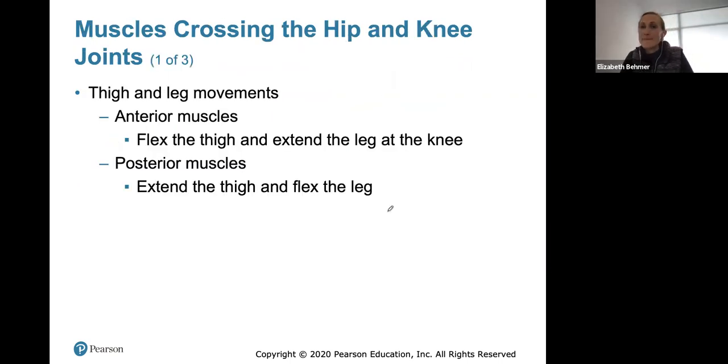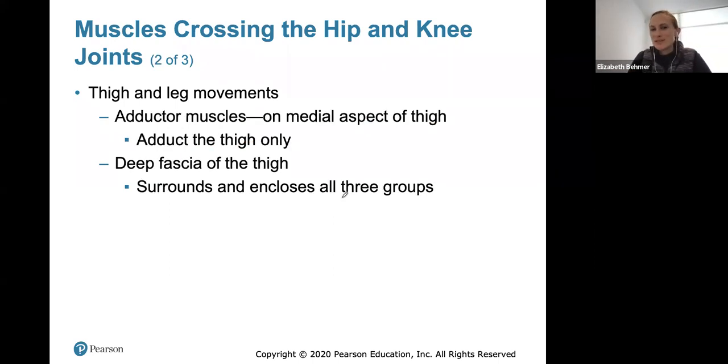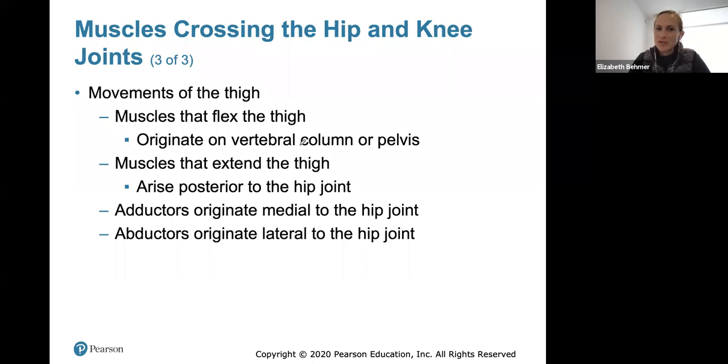Then we get down to the hip and the knee, the thigh and leg, the anterior and posterior muscles. Anterior will flex the thigh and extend the leg at the knee, which means kick the leg out like you're kicking a soccer ball. And flexing the thigh means to bring your thigh up to your belly button. And posterior muscles will extend the thigh or open the thigh up and flex the leg or kick your butt with your foot. Adductor muscles are in the medial aspect of the thigh, and they will adduct the thigh. The deep fascia of the thigh will surround and enclose all three groups.